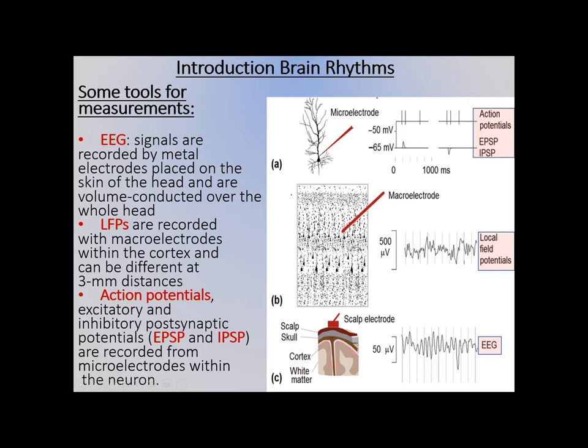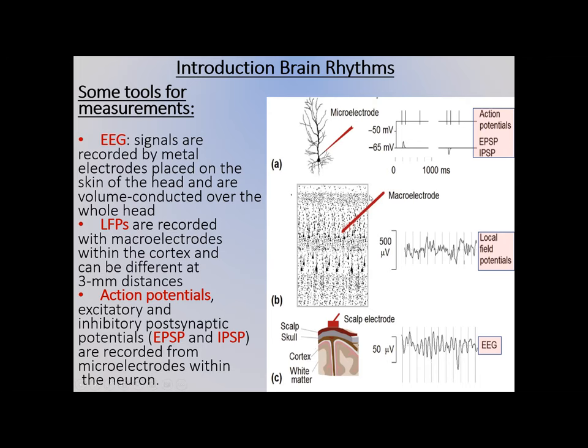But it's a large scale, a big scale. There are other tools, but those are very used tools. Then you have the LFPs, local field potential. As it says, it's not global, it's local, about 3 millimeters. It's believed that it records a mean of the electrical activity of a population of neurons.